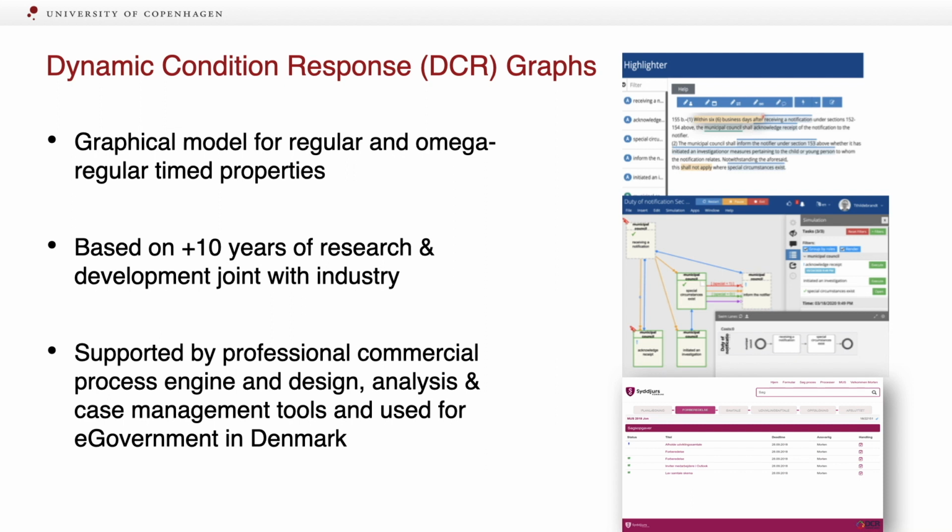Dynamic condition response, or DCR graphs, is a graphical model for the expression of regular and omega regular properties. This, in practice, is used as a business process management language, where domain specialists, in this case caseworkers, can express business processes in a declarative manner. So instead of describing the flows, they describe the constraints that different activities have to abide.